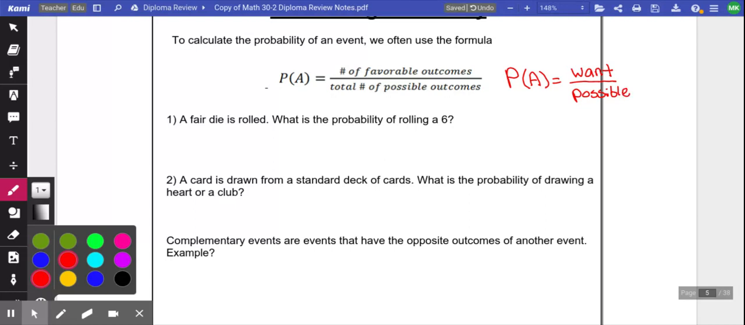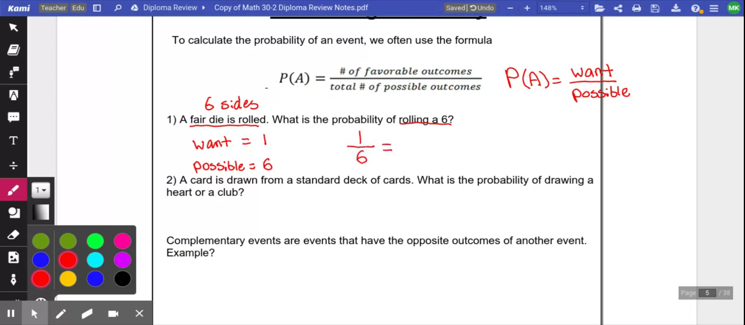So this says a fair die is rolled. What is the probability of rolling a 6? A fair die has 6 sides. And then I'm trying to roll a 6. I like to always break this down into what I want and what's possible. So the number of outcomes that I want to have happen, there's one thing I want to have happen. I want to roll a 6. The number of possible things that could happen is 6. That means my probability is 1 divided by 6.